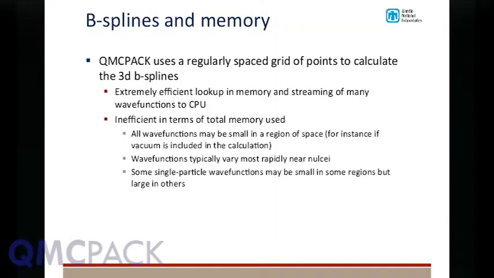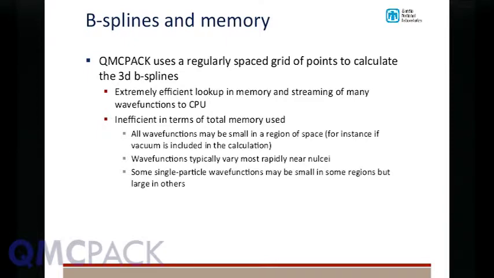Now the downside of the B-spline representation is that you're using a regularly spaced grid of points to calculate them. What's good about this is that it's extremely efficient to look up in memory. If I want to evaluate all the single particle orbitals for a given location, I just store the array of data so that for a given location I get all the numbers at once. I hit my cache really nicely. I don't have to worry about stalling.